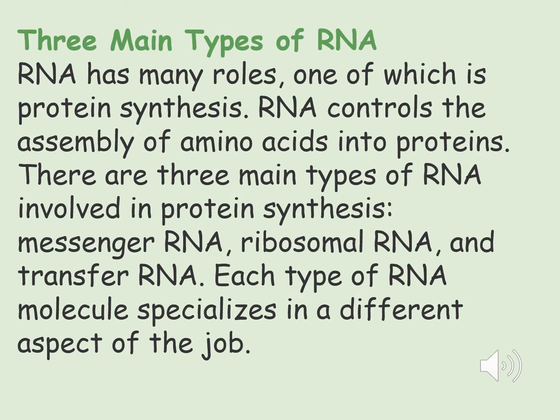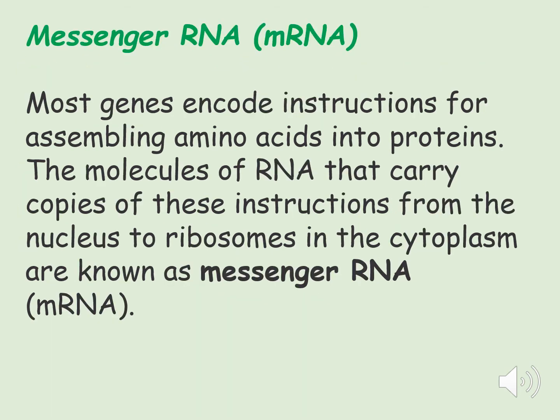RNA has many roles, one of which is protein synthesis. RNA controls the assembly of amino acids into proteins. There are 3 main types of RNA involved in protein synthesis: messenger RNA, ribosomal RNA, and transfer RNA. Each type of RNA molecule specializes in a different aspect of the job. Most genes encode instructions for assembling amino acids into proteins. The molecules of RNA that carry copies of these instructions from the nucleus to the ribosomes in the cytoplasm are known as messenger RNA.